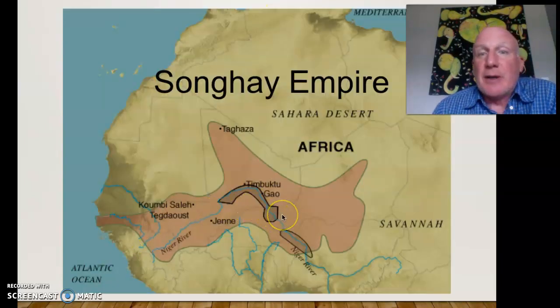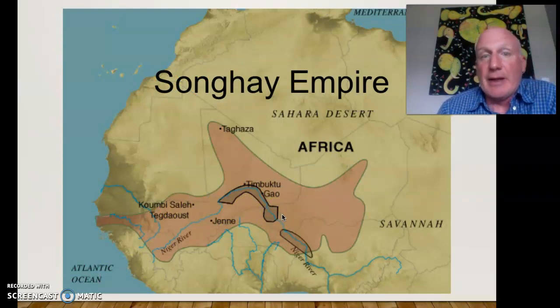This is the Songhai Empire, which took over the Mali Empire and was actually much larger. You can imagine the level of sophistication involved in maintaining that particular empire.